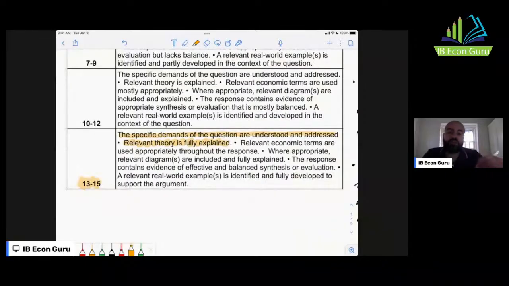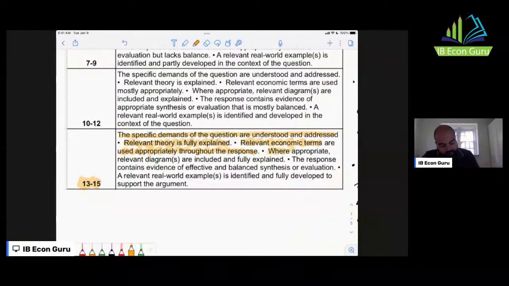You need to make sure that relevant theory is fully explained. This is where a lot of students struggle. They start to explain theory that isn't very relevant, or they explain relevant theory, but they explain it incorrectly or ineffectively. You need to make sure it's fully explained. You need to make sure relevant economic terms, all the key terms, are used appropriately throughout the response. So you are mentioning the relevant key terms and you're using them appropriately throughout the essay.